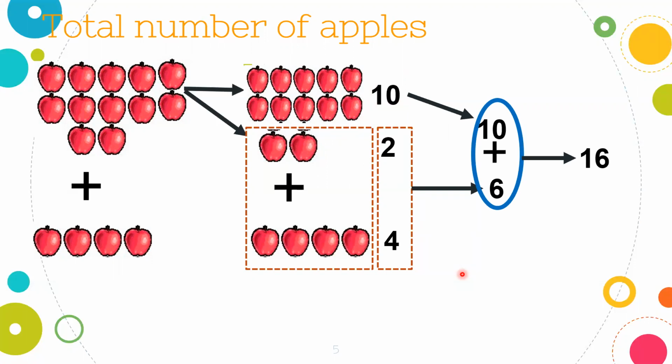Okay, what we have to do is, we will split the two-digit number into 10 plus 1's place, that will be 2. 10 plus 2. And then we will be adding 2 and 4. Once we add 2 and 4, we get 6. After we get 6, we will combine it with the 10 apples. We will get 16 apples.